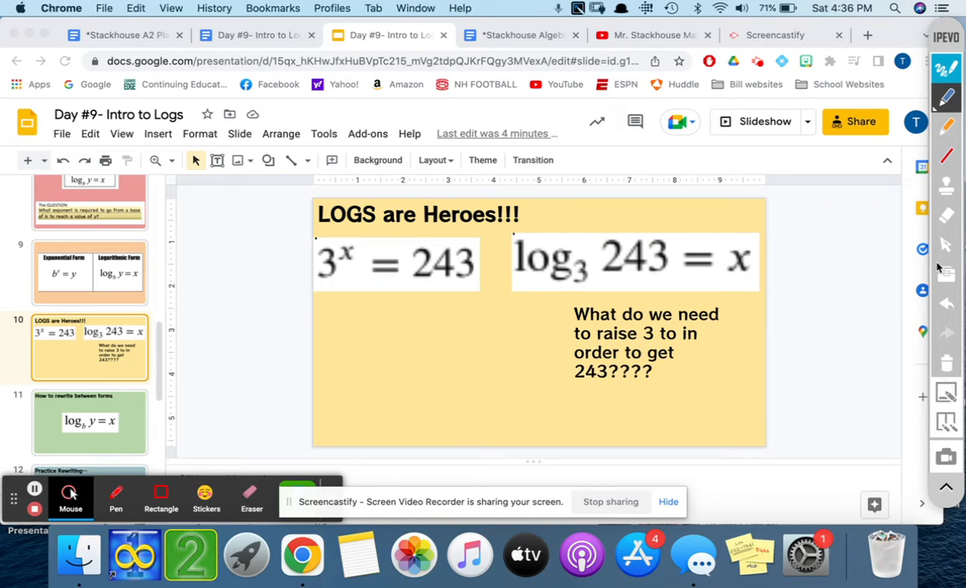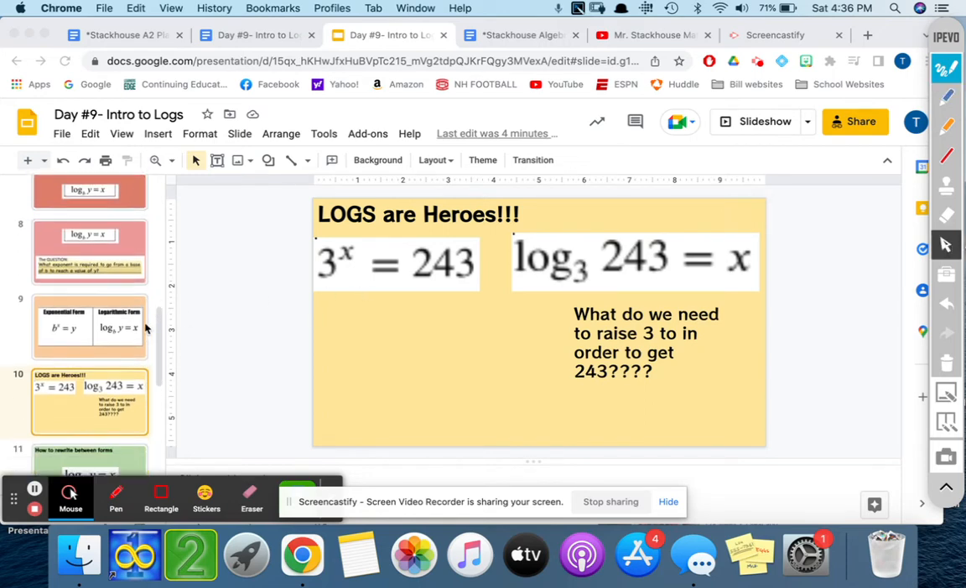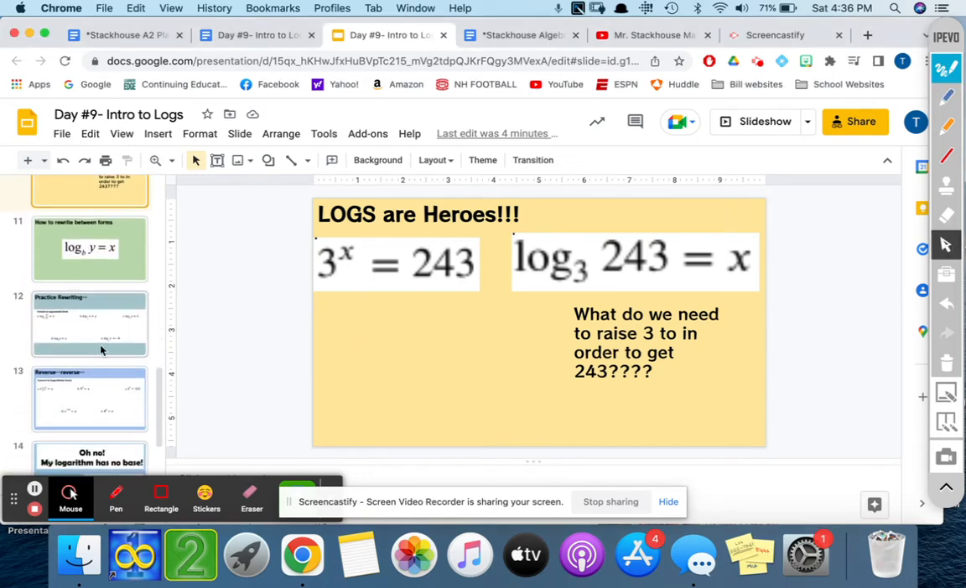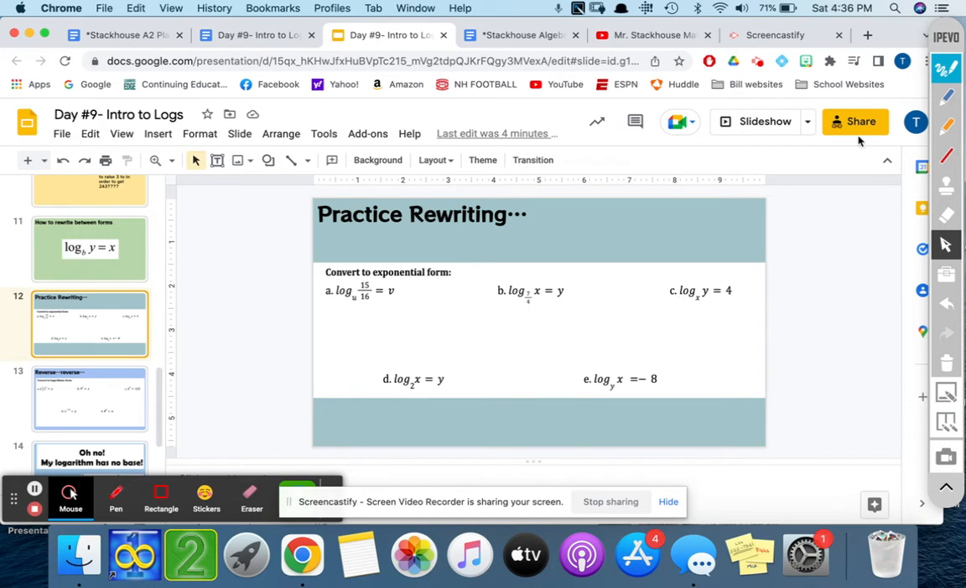And now let's take a look at some converting practice down at the bottom here. So this is going from log to exponent form. We start at u, and I'm going to show you that circle again. So u to the v is equal to 15 over 16.